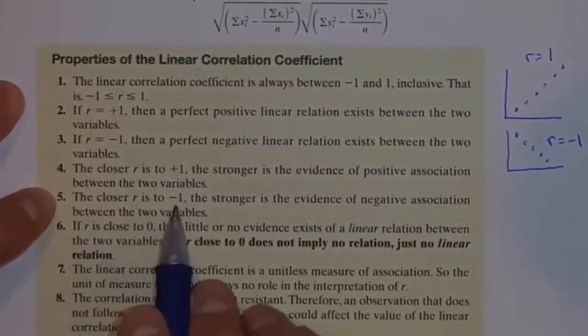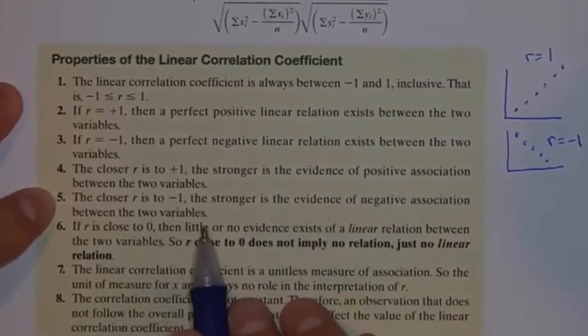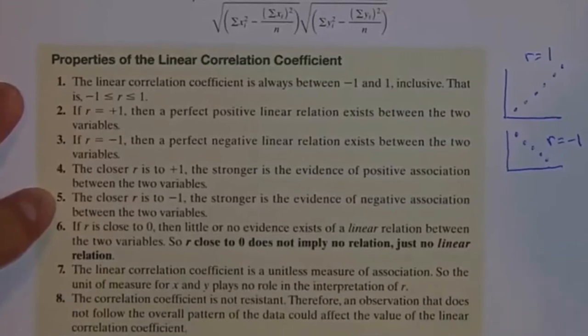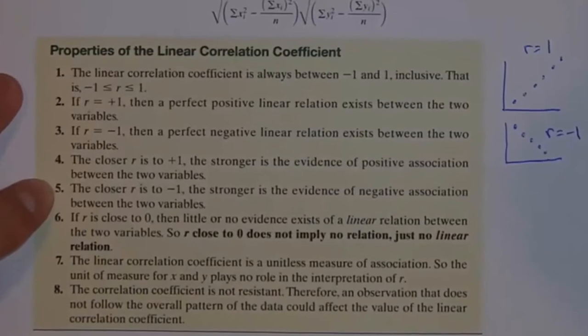The closer r is to -1, the stronger is the evidence of a negative association between the two variables. So like if r is -0.9, that's pretty close to -1, that would be stronger evidence that we have a linear relationship than if we had, say, r equals -0.8. The closer it is to -1, the stronger is the evidence.